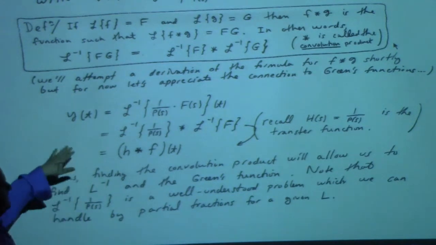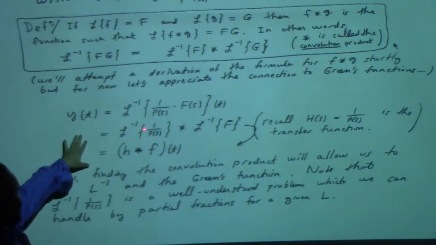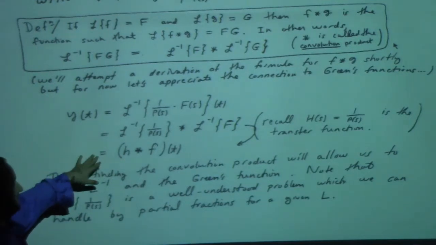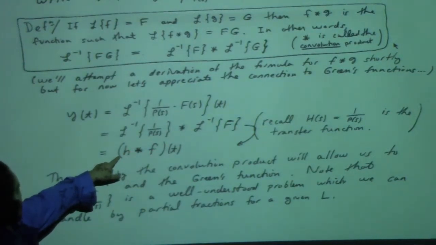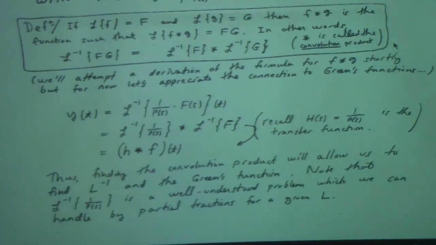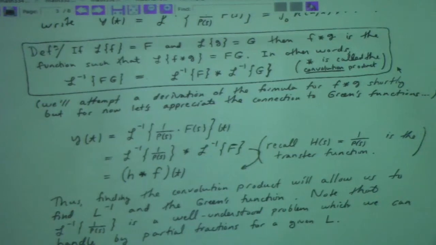Suppose it exists. If it does exist, then the inverse Laplace transform of the transfer function times F of s will be the inverse Laplace transform of the transfer function times the inverse Laplace transform of the Laplace transform of the force, which will be the convolution of h and f. F is the given forcing on the system. H is the inverse transform of the transfer function. And so that gives us a clear path to constructing Green's function also.